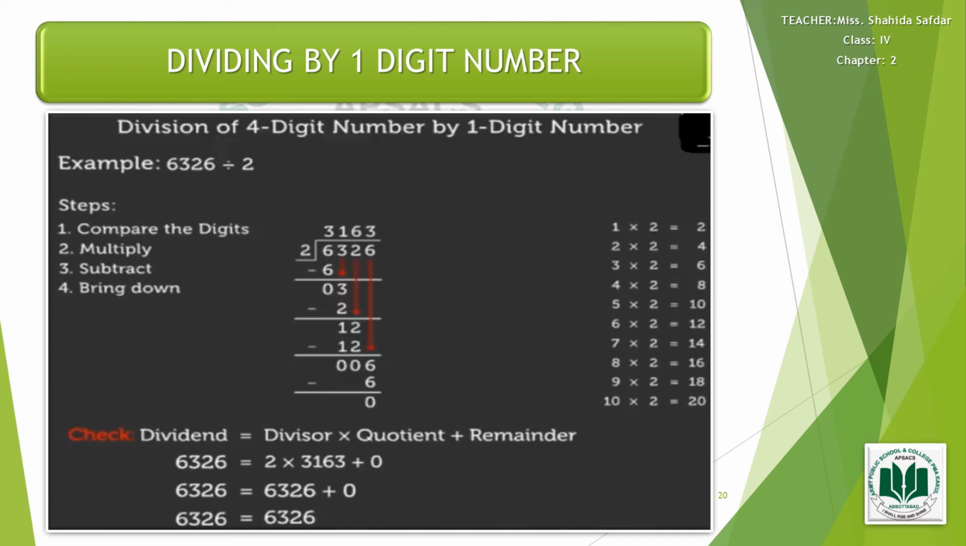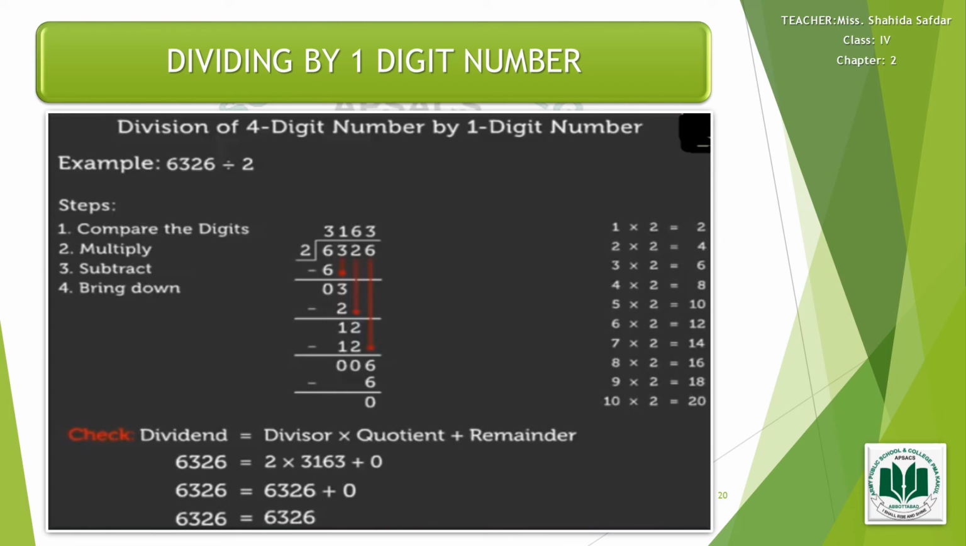How about solving one more example, but this time we will take a 4-digit number. It would be more interesting. Now, what is the quotient for 6326 by 2? Children, here also we will use the same process explained in the previous example.